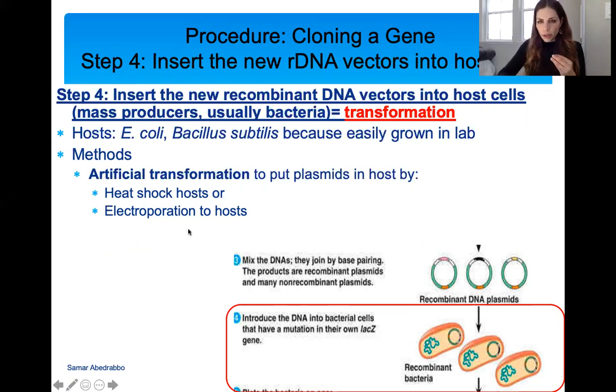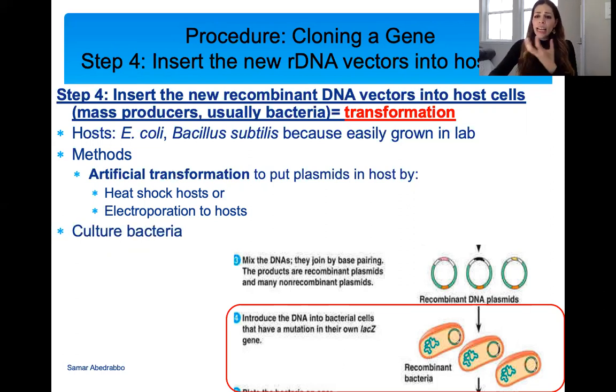Or you can electrocute the hosts, the bacteria. You barely electrocute them. If you electrocute them too much, you'll kill them. I've definitely done this in lab many times during my own research. You do not want to kill the cells. You just want to barely make the cell membrane and cell wall of bacteria a little bit more fluid so they can take up your plasmid. And these methods are called artificial transformation.